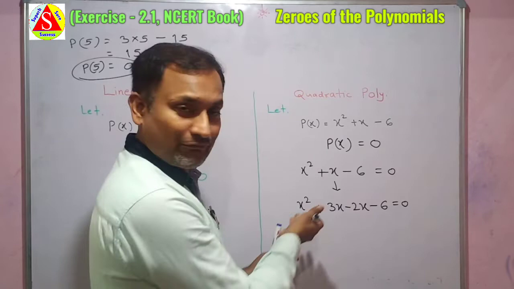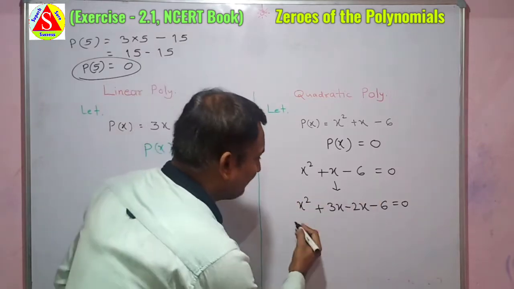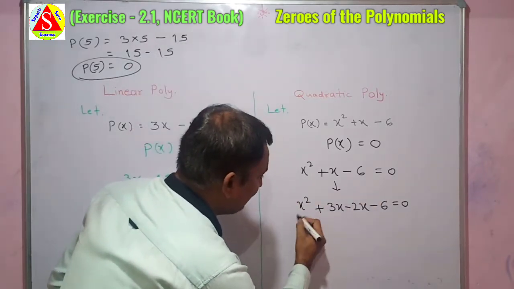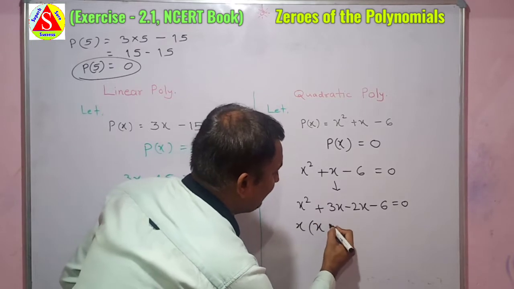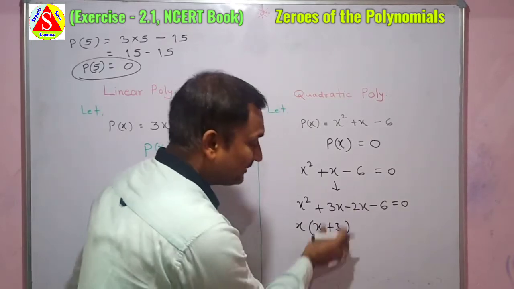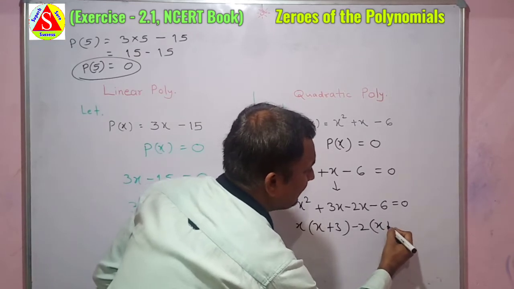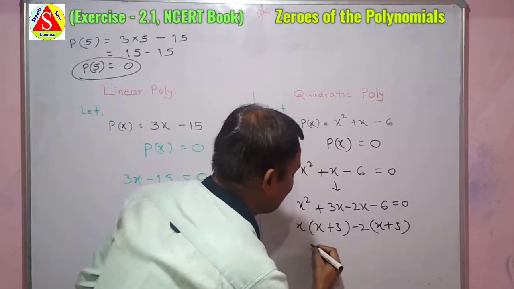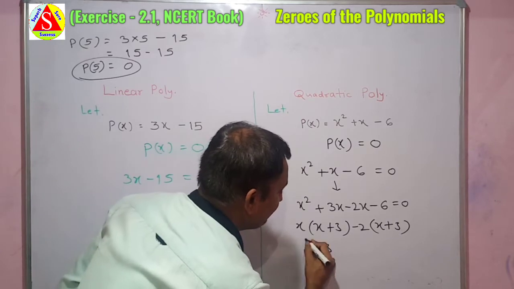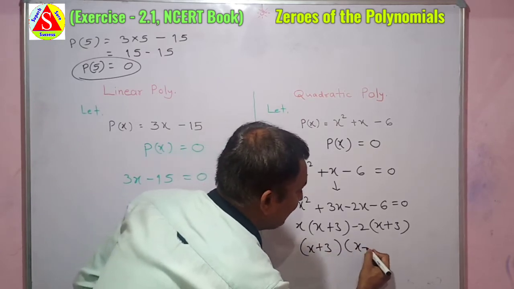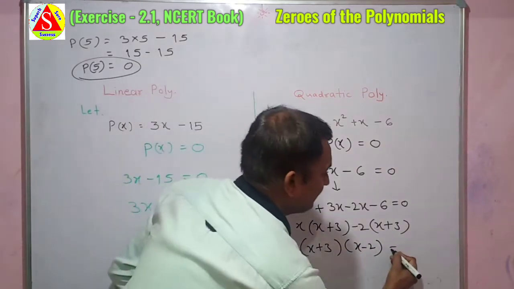Now let's simplify again. After this what will we take? We will take x common, so we will have x plus 3 inside the bracket, and here we will take minus 2 common. So again inside the bracket we will have x plus 3. So finally, dear students, we have x plus 3 and x minus 2 as factors.